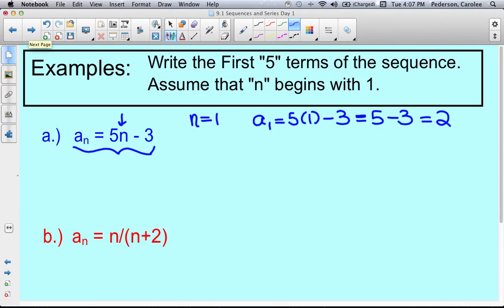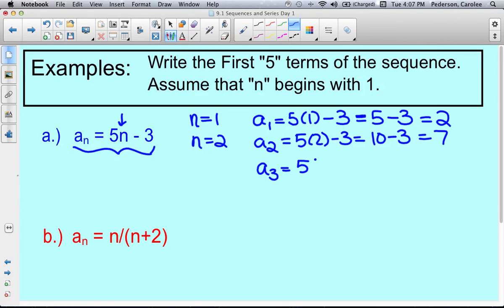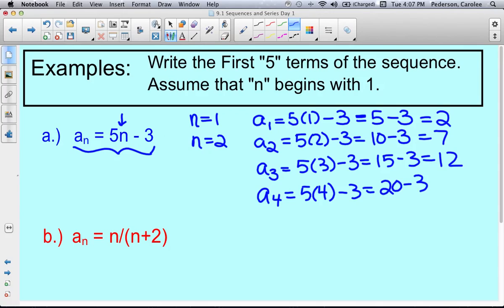We continue with n equaling 2: a sub 2, 5 times 2 minus 3 is 10 minus 3, which is 7. Then a sub 3: 5 times 3 minus 3, that's 15 minus 3, which is 12. Two more left. 5 times 4 minus 3 is 20 minus 3, 17. And then a sub 5: 5 times 5 minus 3, 25 minus 3, which is 22.